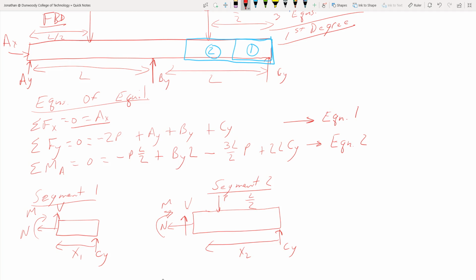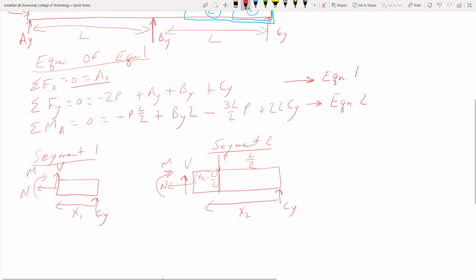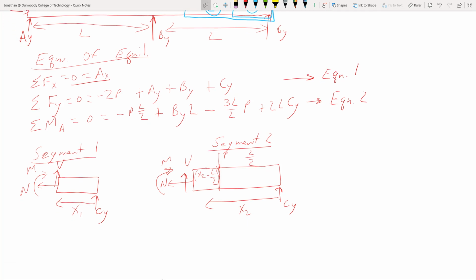Alright. And so the distance from here to there is going to be x2 minus L over 2. Right? So x2 is all the way to the end, L over 2 gets us to P, so this is that distance between those two. Alright, so using those, there are moments from this guy.